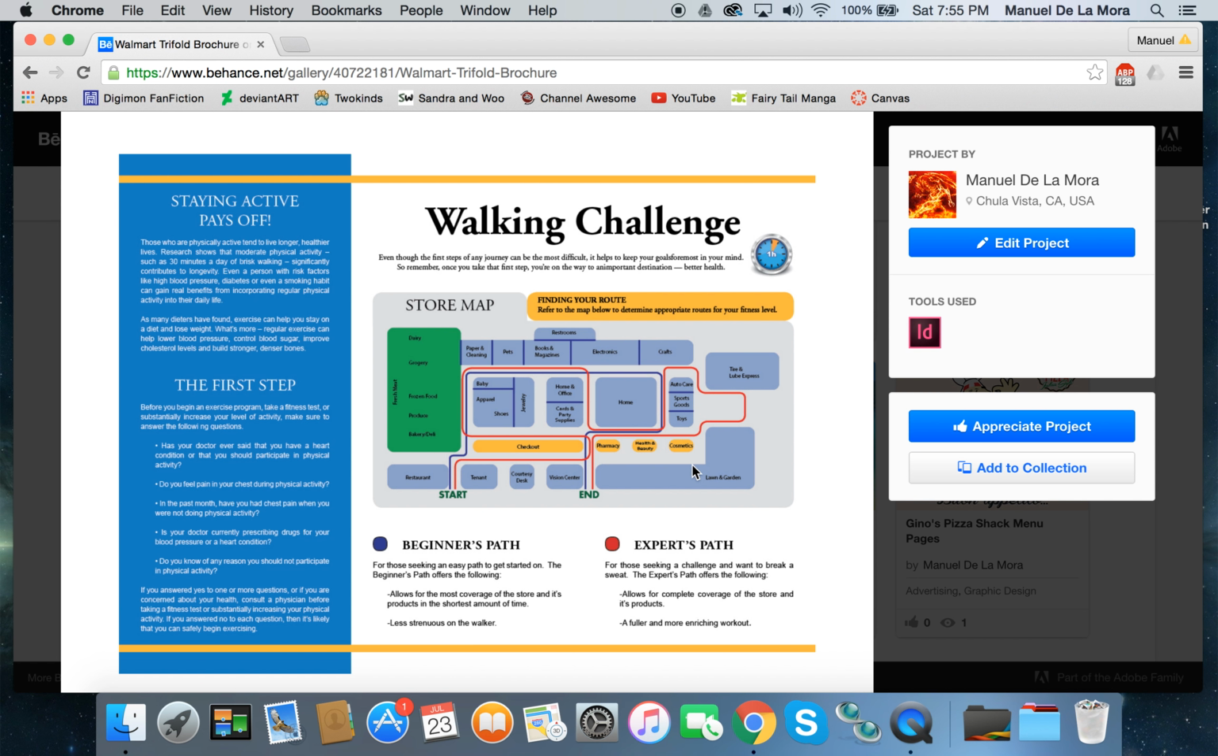The challenge, of course, is working to bring customers to use their stores as a means to get healthy while also providing its own business with products.